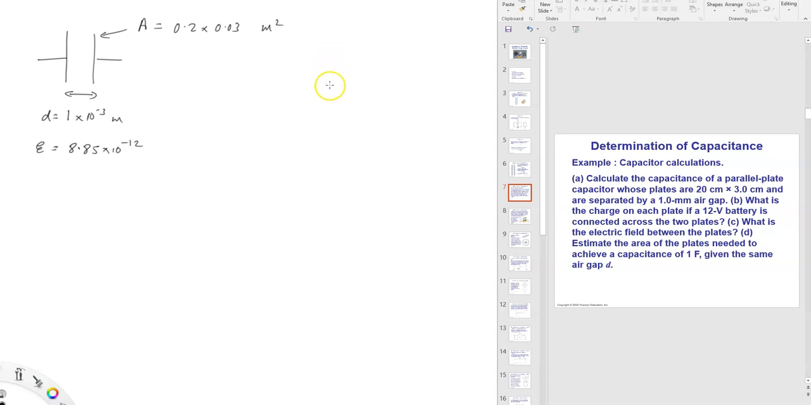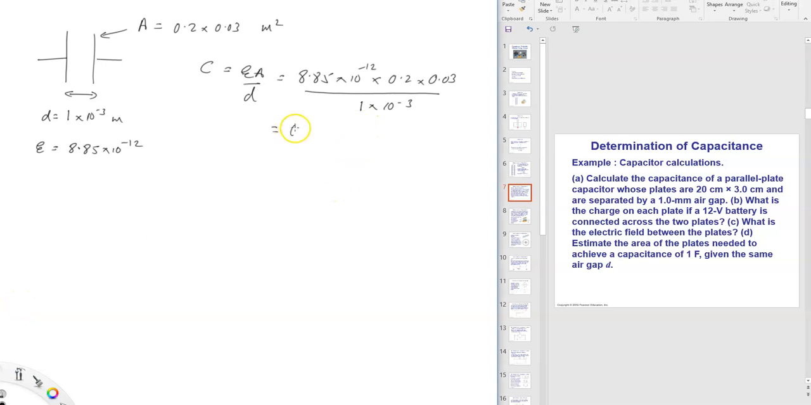Anyways, the question is asking to calculate the capacitance. So it's a parallel plate capacitor. C equals epsilon A over D: 8.85 times 10 to the negative 12, times 0.2 times 0.03, that's the area, divided by 1 times 10 to the negative 3. So take the calculator, type in the numbers. It's gonna take some time.